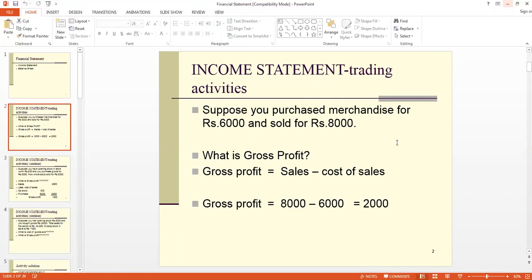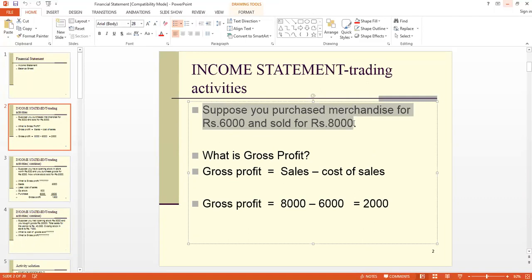So now look at this one. Suppose you are purchasing merchandise for 6,000 and selling it for 8,000. If you just read this information and I ask you whether through this transaction you are getting profit or loss, then you can read this information again and give me a simple answer that you are getting profit of 2000. But student, when we use the term profit in accounts, the actual term is not profit. In accounts, this difference is taken as gross profit.